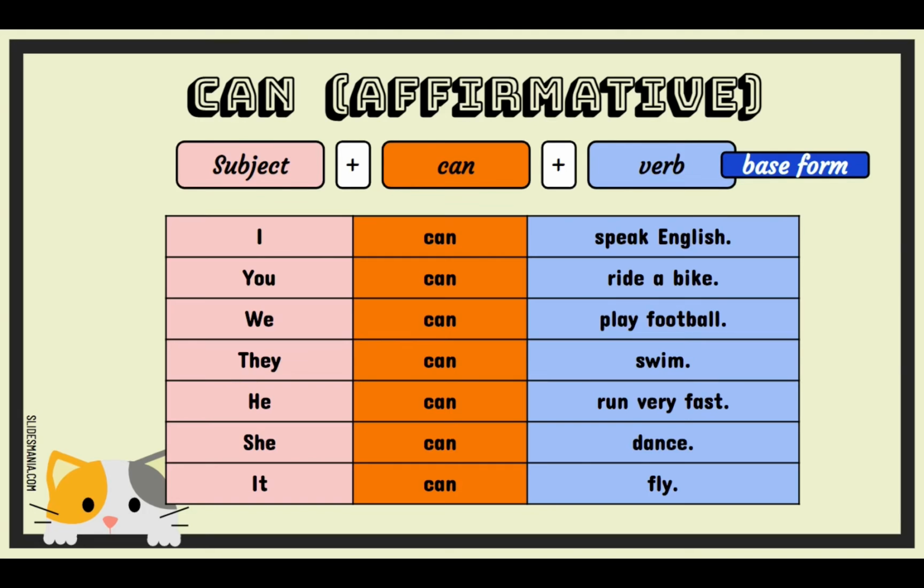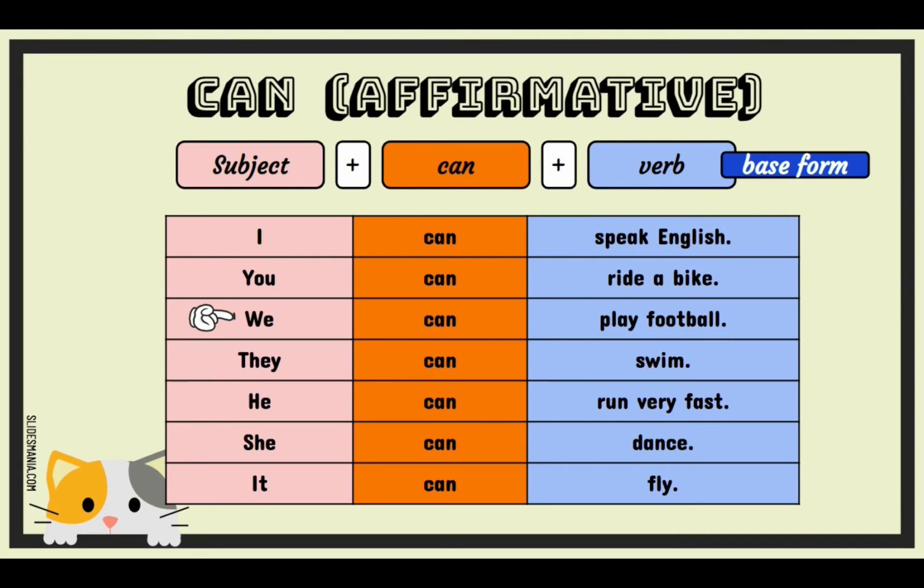Next, I will explain to you about the use of can in affirmative. Affirmative, as in positive form. The first one is that we need to have the subject plus can plus the verb, and the verb needs to be in base form. For example, I is the subject, can speak English is the verb. The verb speak needs to be in base form. The next one is you as a subject, can ride a bike. The verb is ride. Yes, it should be in base form.